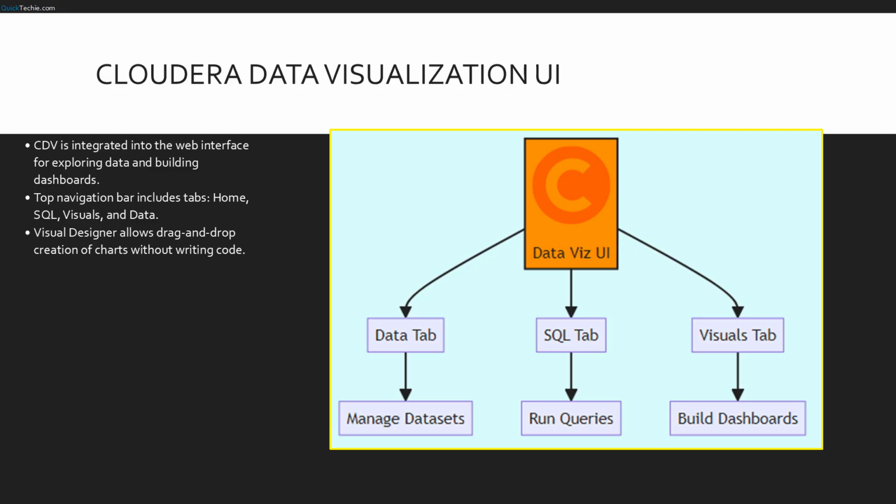The data visualization UI is structured hierarchically. The main entry point branches into 3 workflows. The Data tab is where you manage datasets. The SQL tab is for executing raw queries. The Visuals tab is the creative space where you build dashboards. This logical separation helps users focus on one aspect of the data lifecycle at a time.